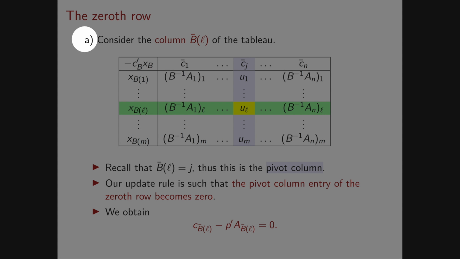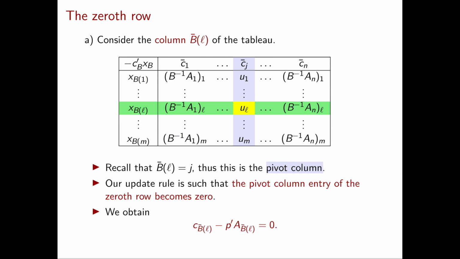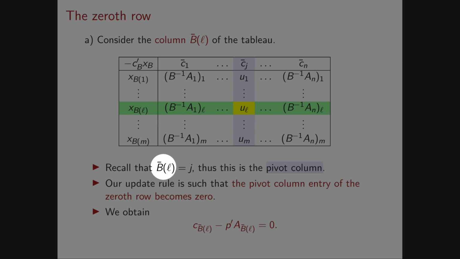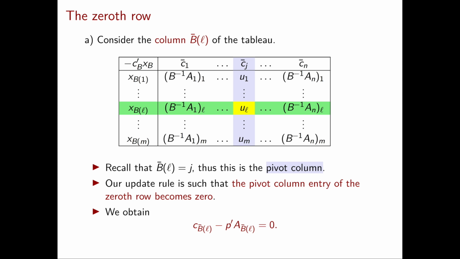So let's start with our first case, when we consider the column B bar L of the tableau. Now, B bar L is simply a more complicated way of writing J. In fact, remember that the index B of L left the basis and it's replaced by J. So B bar L is equal to J. So the column B bar L of the tableau is our pivot column.